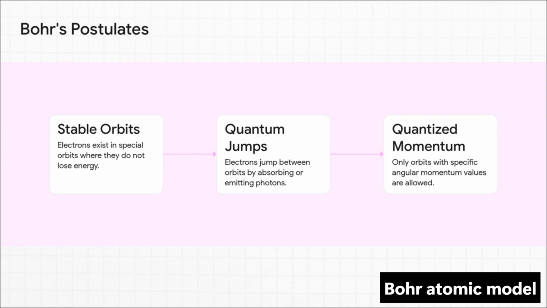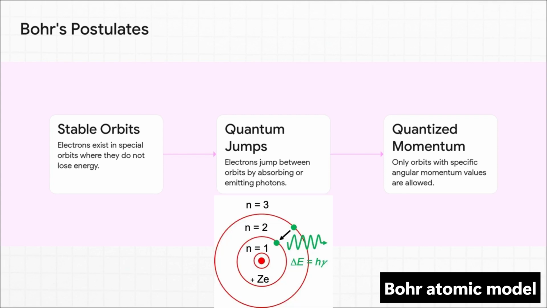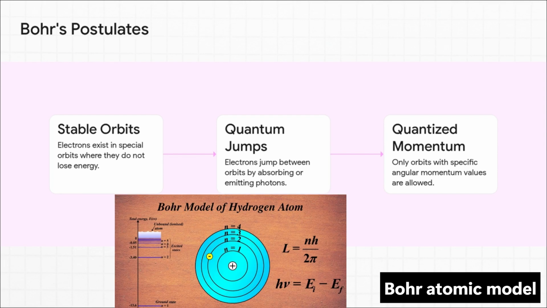Second, he said they can jump between these orbits, but only if they absorb or spit out a perfectly sized packet of energy, a little particle of light called a photon. And third, he came up with a new quantum rule that specified exactly which orbits were allowed. It was bold, it was definitely weird, and it was about to solve a huge mystery.